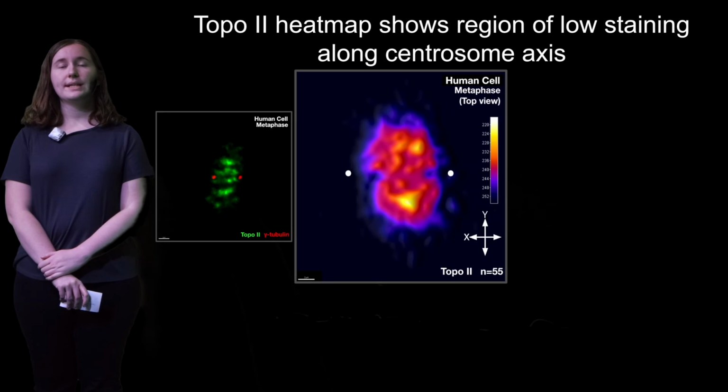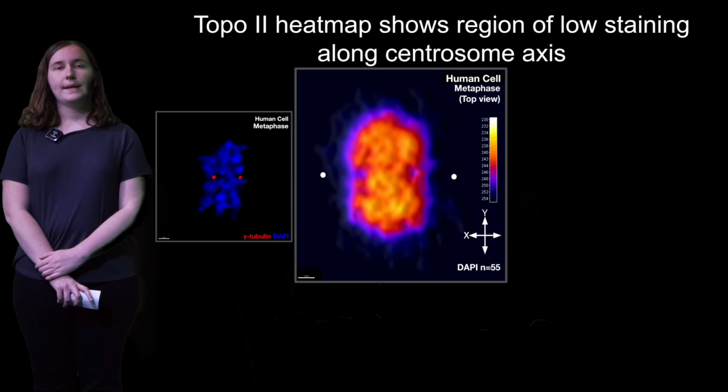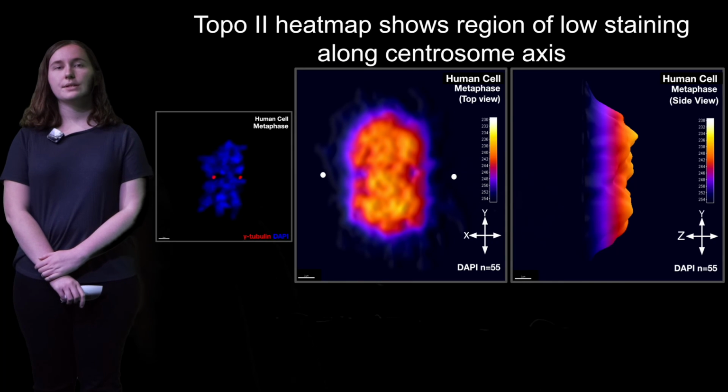Okay, so we see with the heat maps that there is a low region for our Topo2. We can see that it's along the centrosome axis. And we don't see this at all in the DNA stain, which is a good sign because that means that Topo2 has a different distribution pattern than the general DNA does.